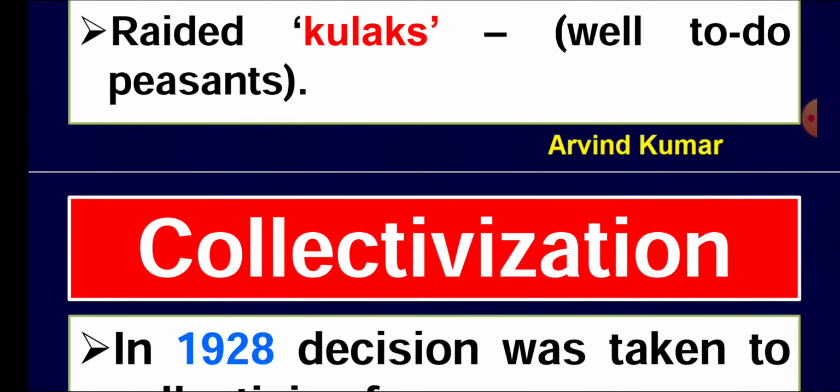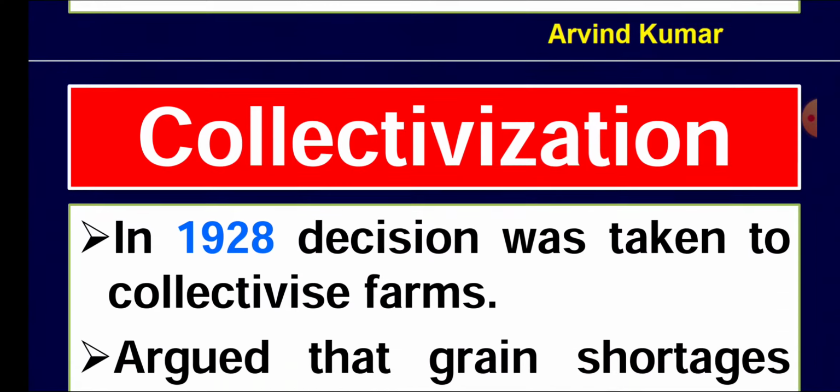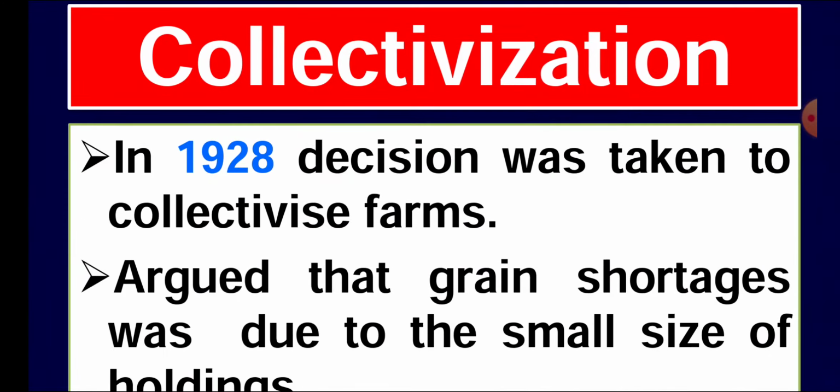These stockholders were raided, their granaries were attacked, and their grain was plundered. In 1928, Stalin took a decision on collective farms, meaning large farms for the farmers, which is known as collectivization, in which farmers could work as per their requirements.